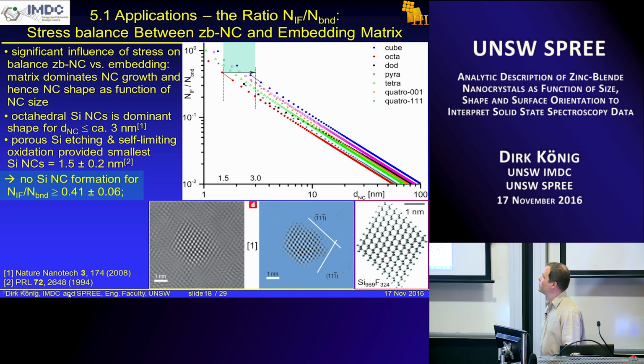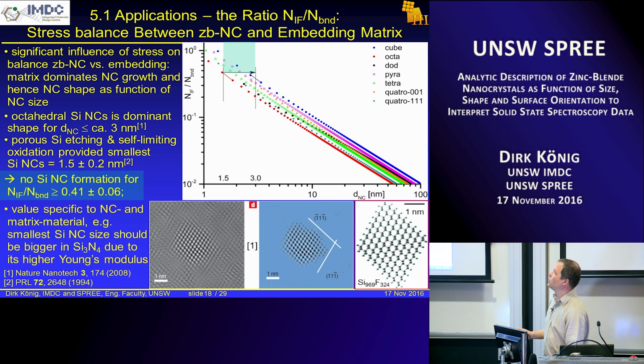Now, there's also a work dating back to 1994 from Yorktown Heights. They etched back porous silicon after oxidation, and the smallest crystal size they came up with was around 1.5 nanometers. Now, if you look at the ratio of interface bonds to nanocrystal internal bonds, we get a value of 0.41. So 0.41 interface bonds per nanocrystal bond, below which crystals form. And it also becomes clear why these 111 faceted octahedra are dominant up to 3 nanometers, because they have the lowest ratio. So they grow first, so to speak. And beyond 3 nanometers, it gets increasingly polymorphous, so you get other structures as well, multiple facetings, etc.